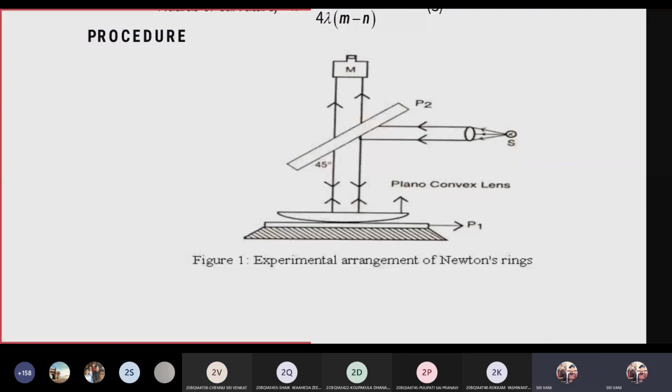This is the experimental arrangement. We have already seen it in theory also. Light source, beam splitter P2, and interference happens between the bottom of the convex lens and the top of the glass plate. And we will observe it with the help of the traveling microscope M.